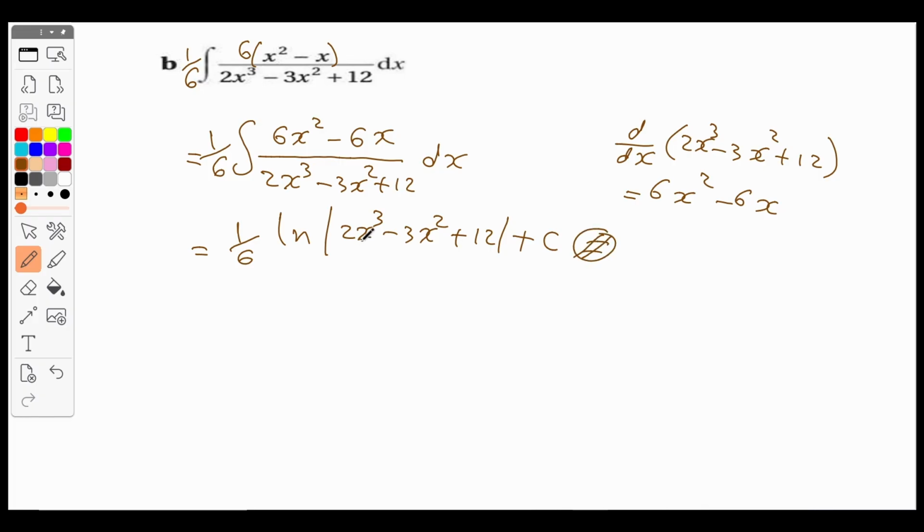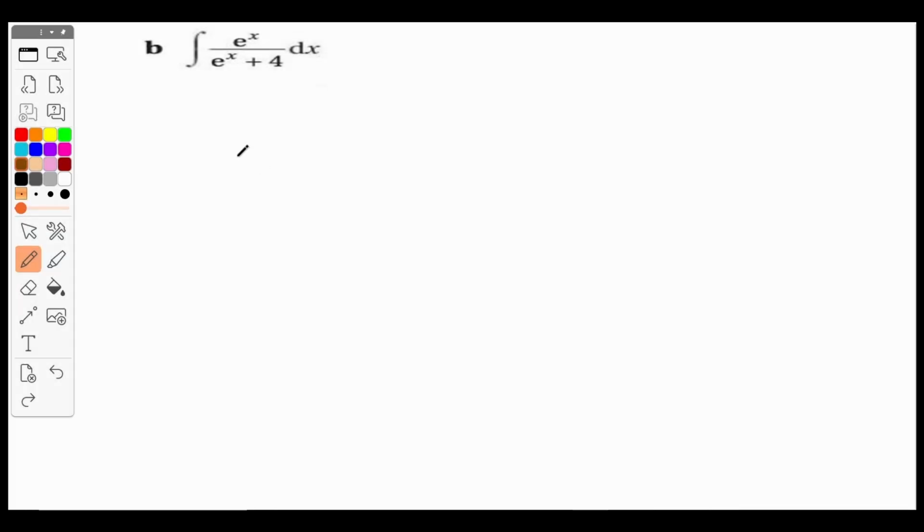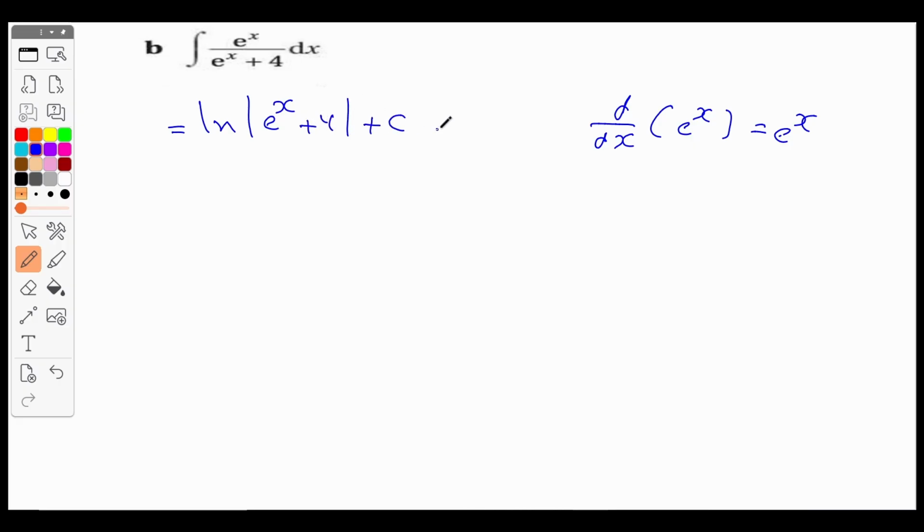And this is the answer of this question. Next one, here we have the integral of e to the x over e to the x plus 4. We know from your previous studies that d/dx of e to the x is itself. The derivative of e to the x equals itself, e to the x. So if you differentiate e to the x, it will be itself in the top. So simply the answer here will be ln of e to the x plus 4 plus c.